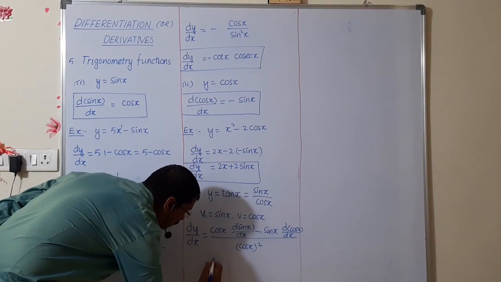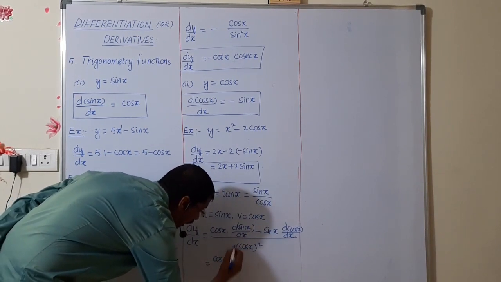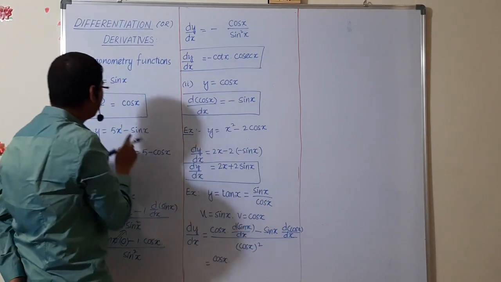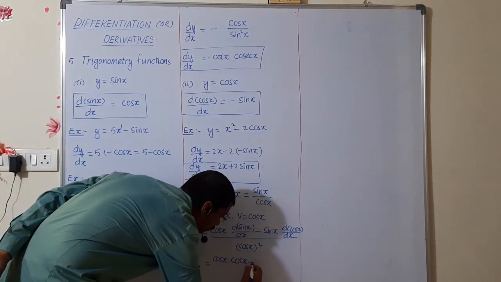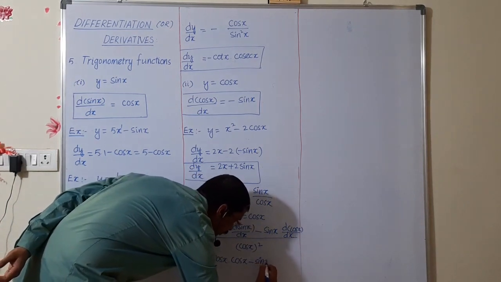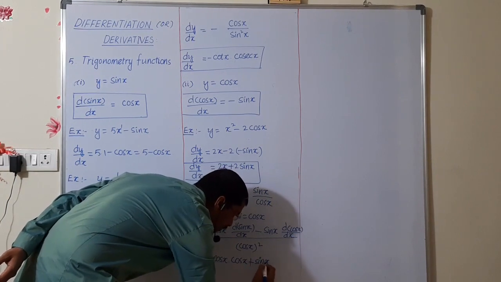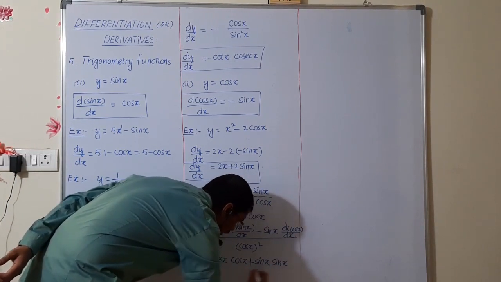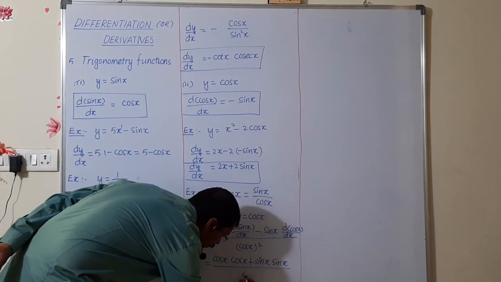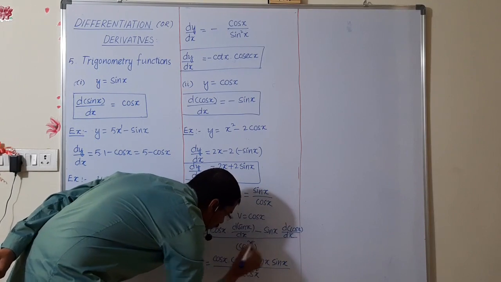Now cos x is as it is, you write cos x, and the differentiation of sin x is nothing but cos x. You write here cos x into cos x minus sin x. Differentiation of cos x is minus sin x, then minus sin x becomes plus sin x upon cos square x.